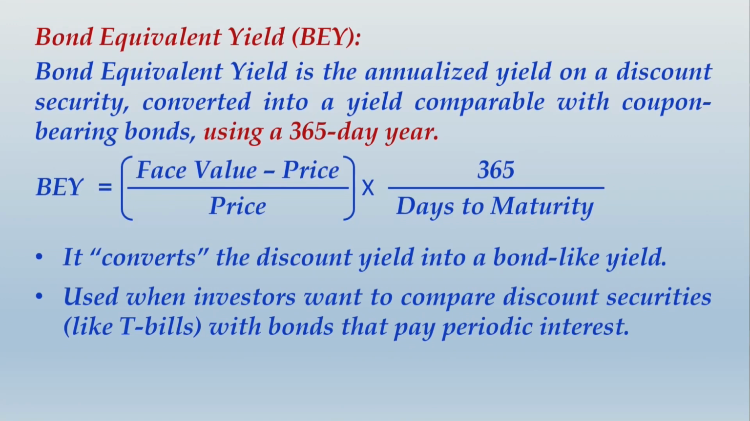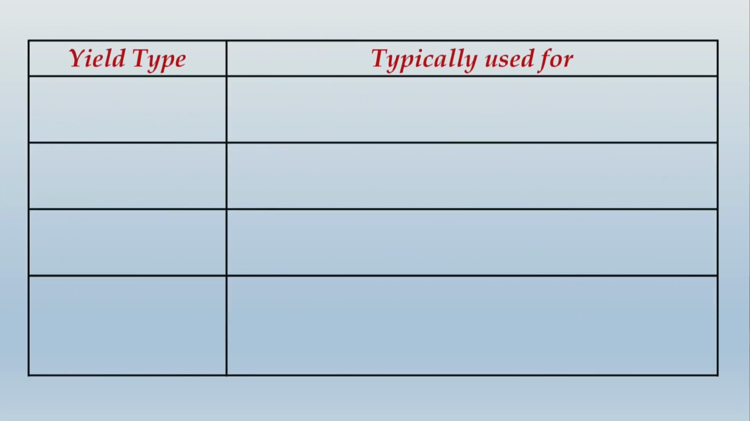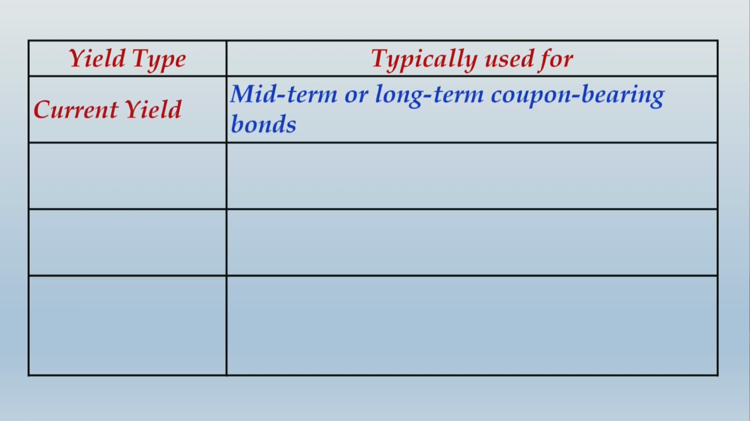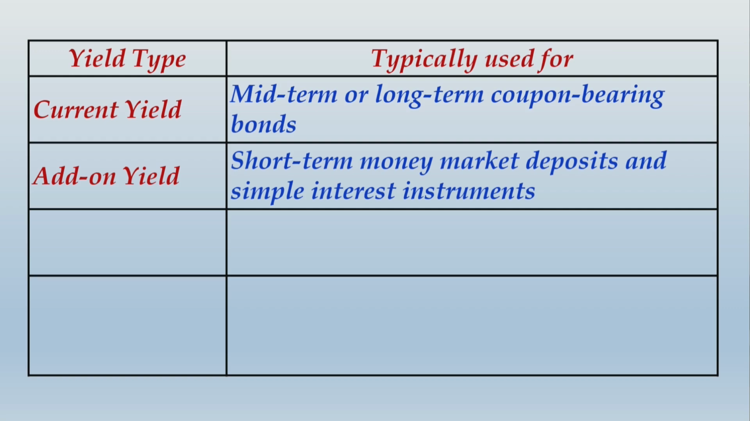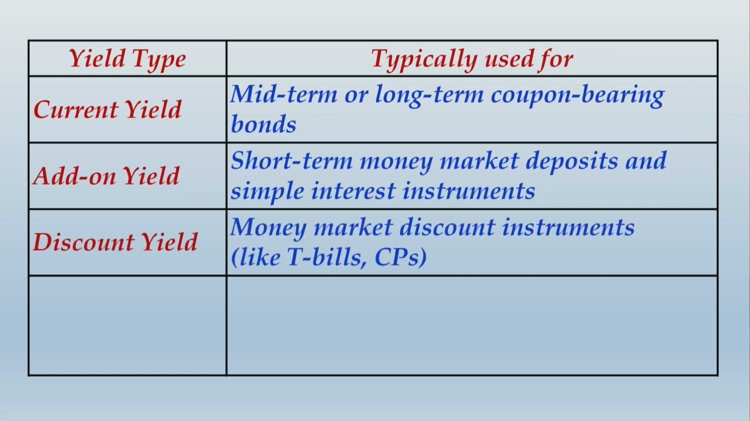Alright friends, once you have completed this much, let us move ahead. Next in the discussion, I am giving you a summary of the yield types and where each is typically used. Current yield is typically used for mid-term or long-term coupon-bearing bonds. Add-on yield is typically used for short-term money market deposits and simple interest instruments. Discount yield is used for money market discount instruments like T-bills, which are treasury bills, or CPs, which refers to commercial papers.